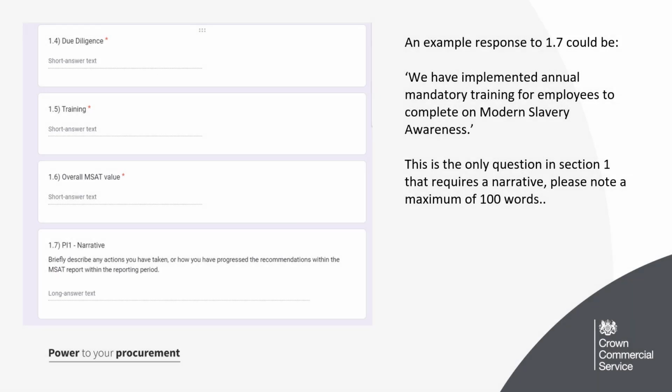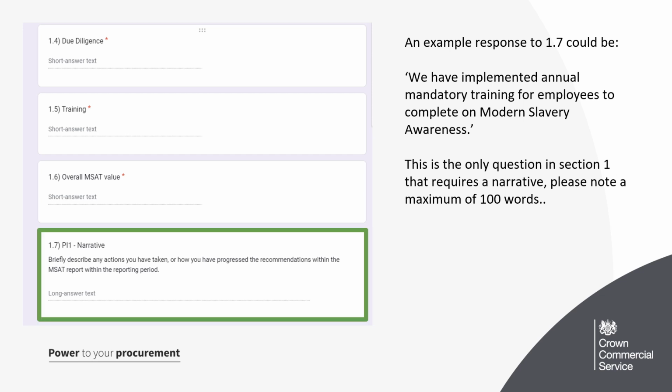Performance Indicator 1 continued. As you can see in section 1.7, we ask for you to briefly describe any actions you have taken or how you have progressed the recommendations within the MSAT report within the reporting period. An example of this may be that your organisation scored low on training. To improve the score, your organisation arranged annual mandatory training for employees to complete on modern slavery awareness.